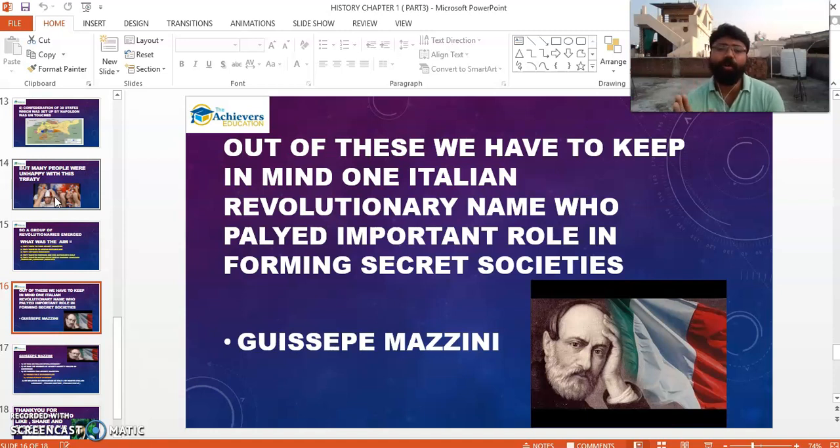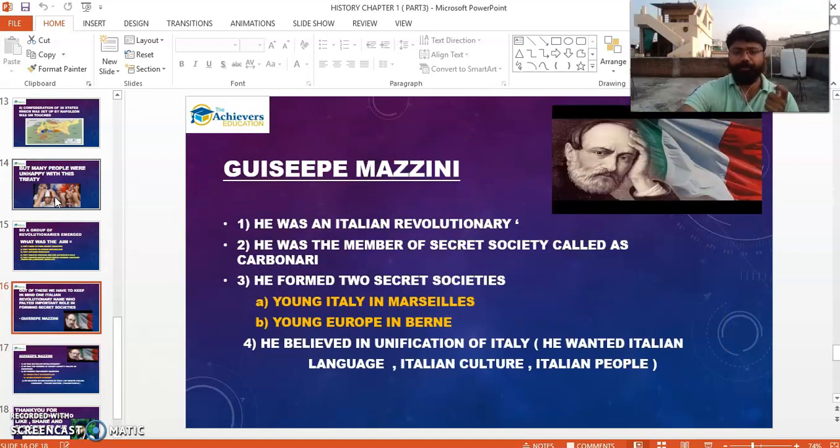So what was this particular man? He was considered a very important Italian revolutionary who got Italy freedom. So let us see who Giuseppe Mazzini was and what was his role in the unification of Italy and bringing freedom for Italy. Yes, so next one is Giuseppe Mazzini. He was an Italian revolutionary. He was a member of the secret society called Carbonari.